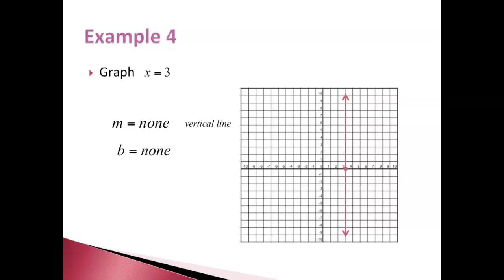That's why there's no b value. And for the slope, remember that slope is rise over run. This is really just, well, if you pick any 2 points, you'll have some value for your rise, but for run, it's going to be 0, which means that the slope is going to be undefined.